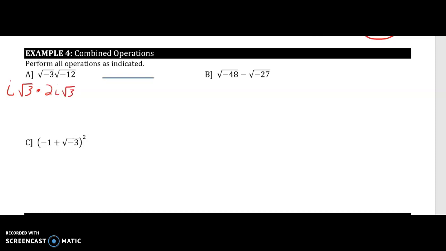So you have to think of, how do I simplify the square root of 12? 12, forget about the negative. The negative was the i. 12 is 4 times 3. Square root of 4 is 2. Square root of 3 stays inside.